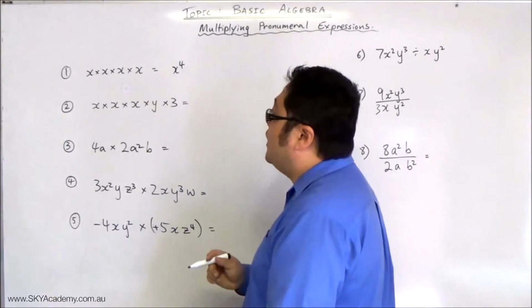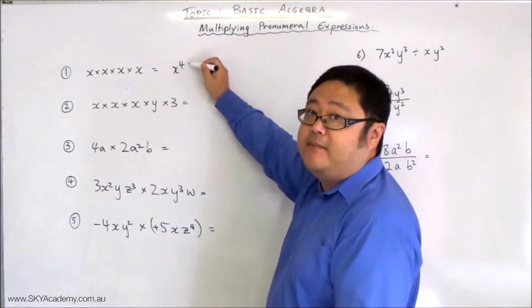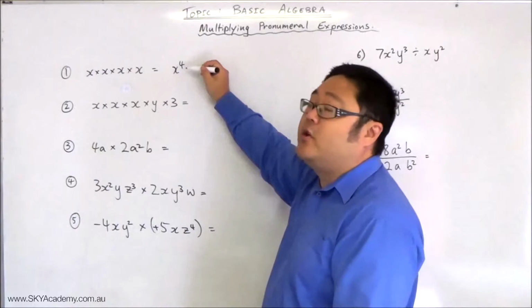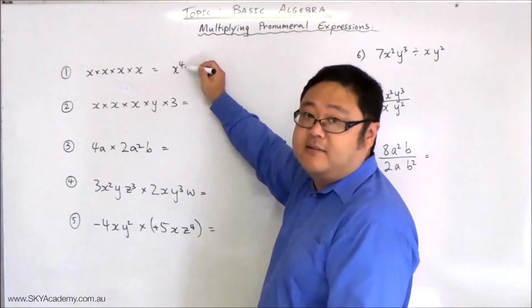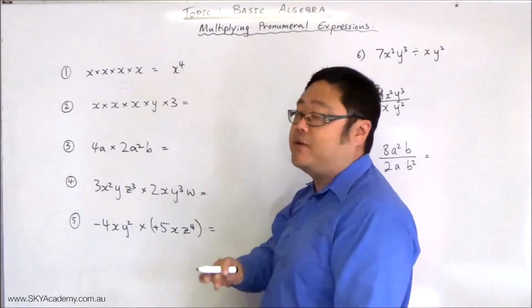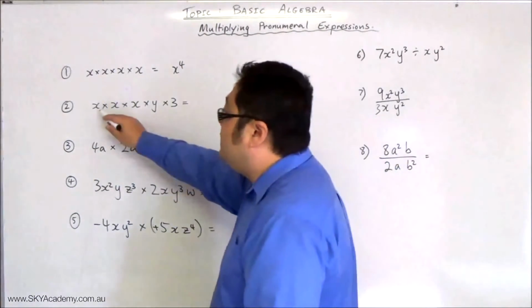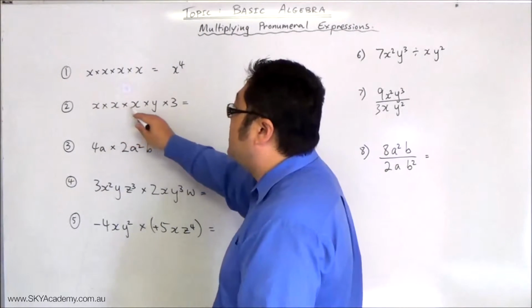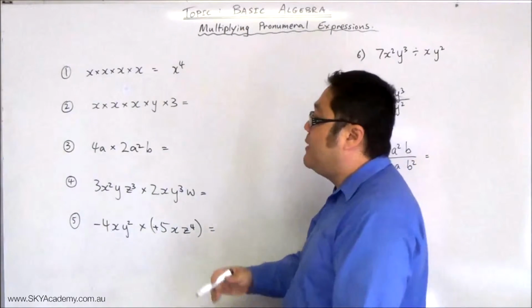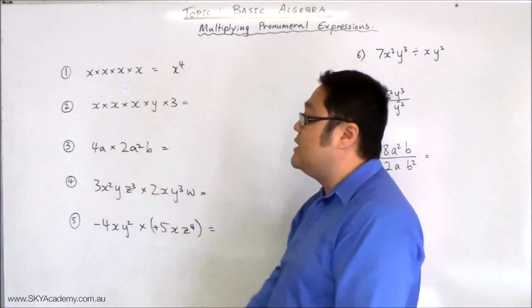So this is called a power, or another word for it is an indice, or an index. And we will be spending a whole other chapter on indices, so a whole other course topic will be spent on this, so just know enough to get you through some of this stuff. In this situation, you've got x times x times x, which will be x to the power of a number, but you also have y and you also have 3 multiplied into the mix.